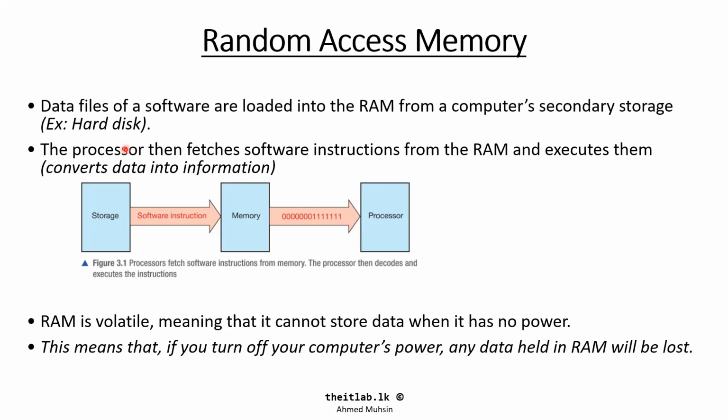Next what happens is the processor. We have something called a processor, which we will discuss later in this chapter. One of the last things that we will discuss is the processor. What I want you to remember now is that the processor then fetches software instructions from the RAM. The software instructions that the RAM took will now be given to your processor. And what does the processor do? The processor executes them. What do you mean by execute? Execute basically means converting data into information. That's what's happening. I'm going to show you how it happens on my computer itself.